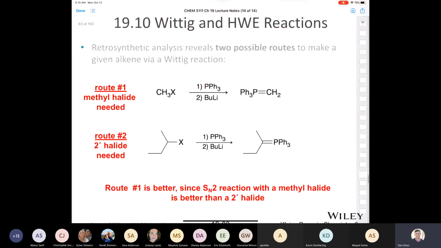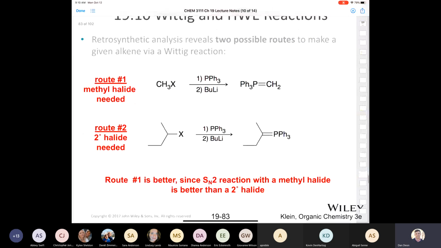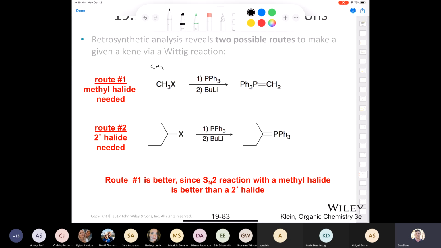Let's take a look. In route number 1, we could use a methyl halide. Again, it could be methyl iodide, methyl bromide, methyl chloride. I don't care. And the first step is to treat that with triphenylphosphine. Let me draw. I don't know why they don't draw these with bonds sometimes. Irritating. Anyhow, the first step is this. Look, you have a lone pair on the phosphorus. It's going to do a nucleophilic attack. That's going to be a beautiful SN2 reaction, because that's a methyl halide.